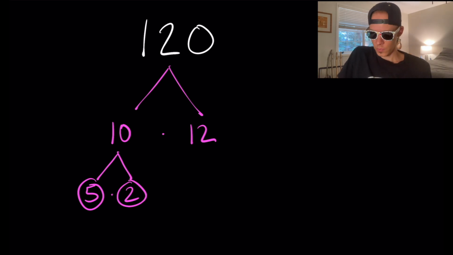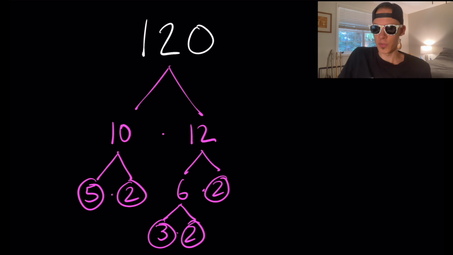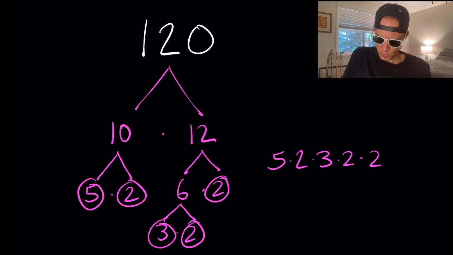And then 12, we can split that up into 6 times 2. So we got another prime number there, the 2. And then 6 can be broken up into 3 times 2. So there are our last two prime numbers. So the prime factorization of 120 would be 5 times 2 times 3 times 2 times 2. So I just went left to right to write there.